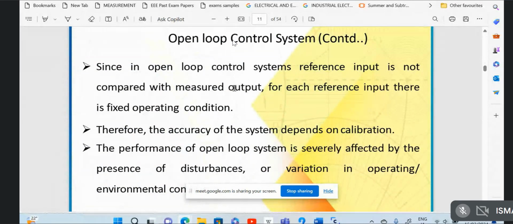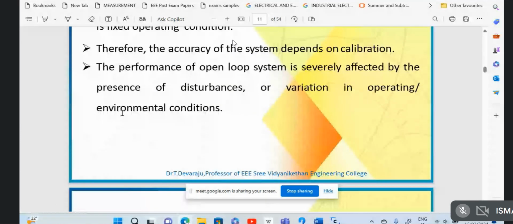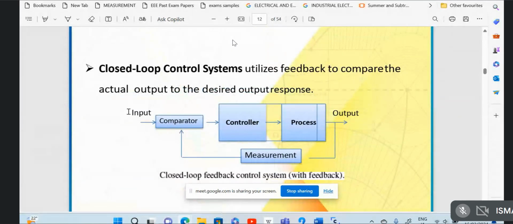Since in an open loop control system the reference input is not compared with the measured output, there is a fixed operating condition. So let us not dwell so much on that. I just told you that in the closed loop, the feedback is taken back, measured and compared.